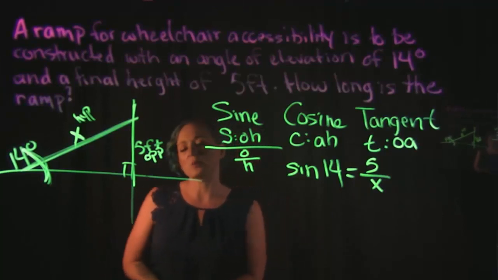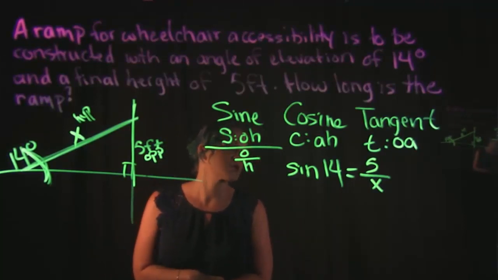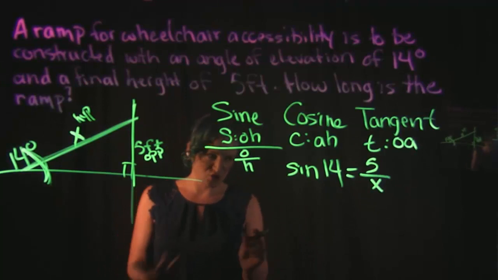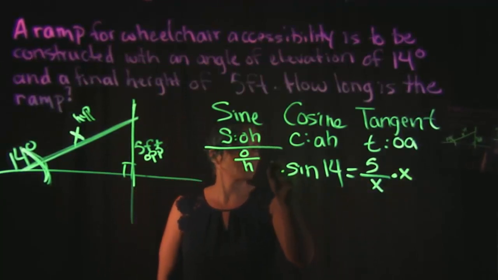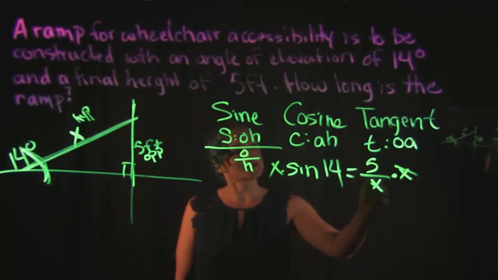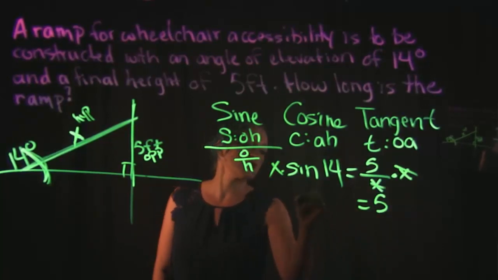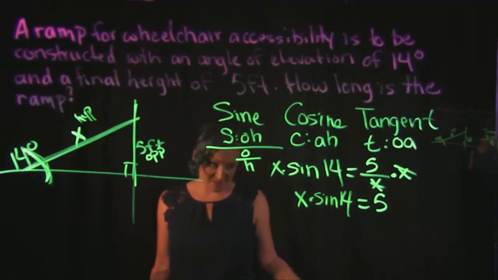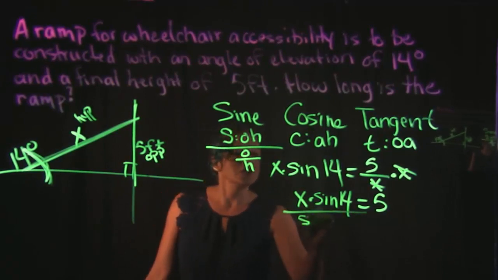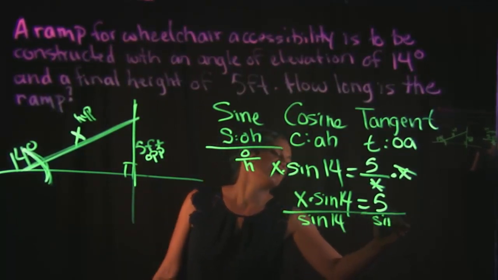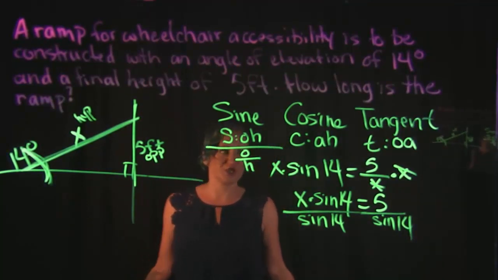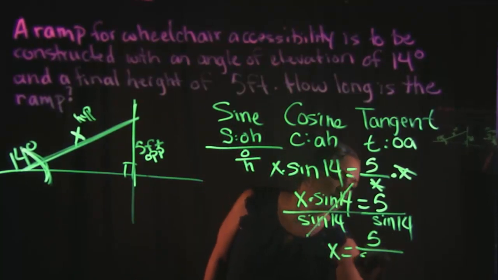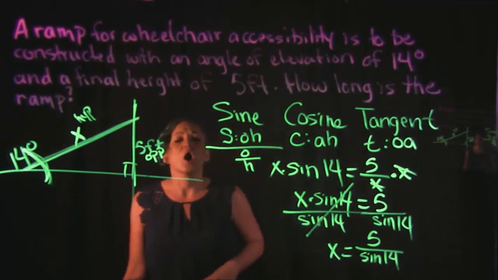So in order to solve this problem, we're then going to move to solving equation skills and solving for x. This is 5 divided by x. The opposite of a division is a multiplication. So to get rid of this division, we are going to multiply both sides by x. On the right-hand side, x cancels with x, leaving us with 5. And on the left-hand side, we have x times the sine of 14. We're trying to get x by itself. So we need to get rid of the sine of 14. The opposite of multiplication is division. Let's divide by the sine of 14 on both sides, giving us that x is equal to 5 over the sine of 14. Pull out your calculator.